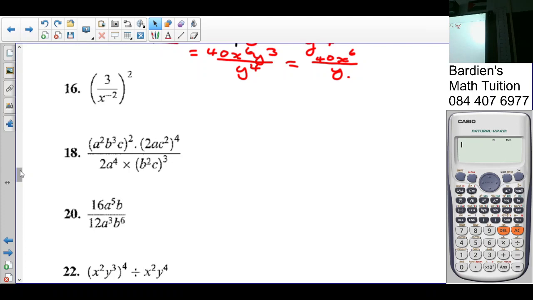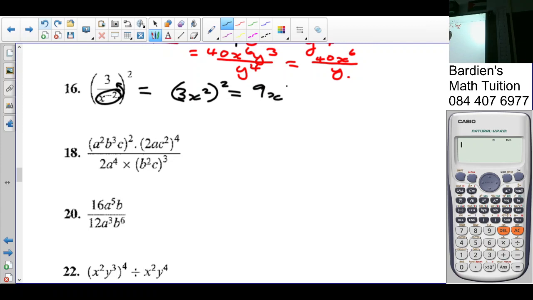The next one? I can sort this out first, or I can multiply the exponent. Okay, that's going to be 3 x squared, because I'm bringing the negative 2 up. Okay, what is 3 squared? 9. X to the power? Okay. You will agree with that? Remember, when a base is raised to a higher exponent, we multiply the exponents. Let's look at number 18.